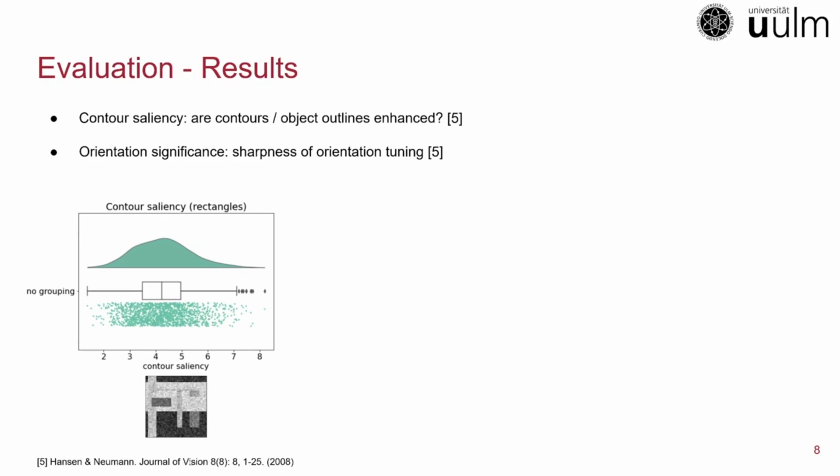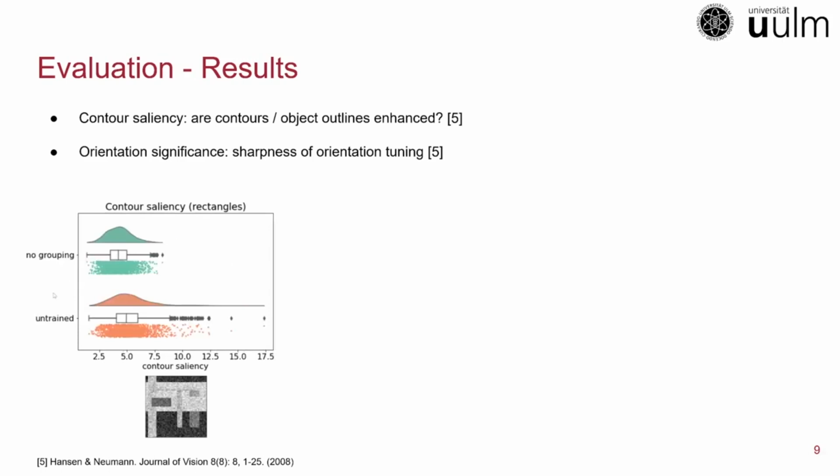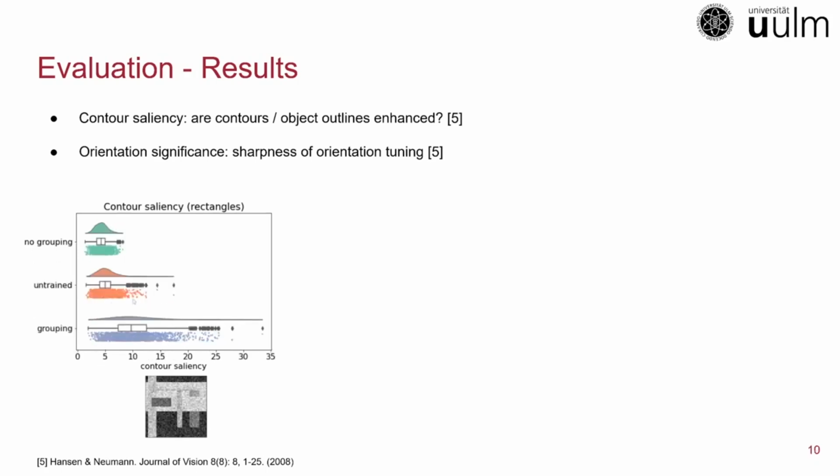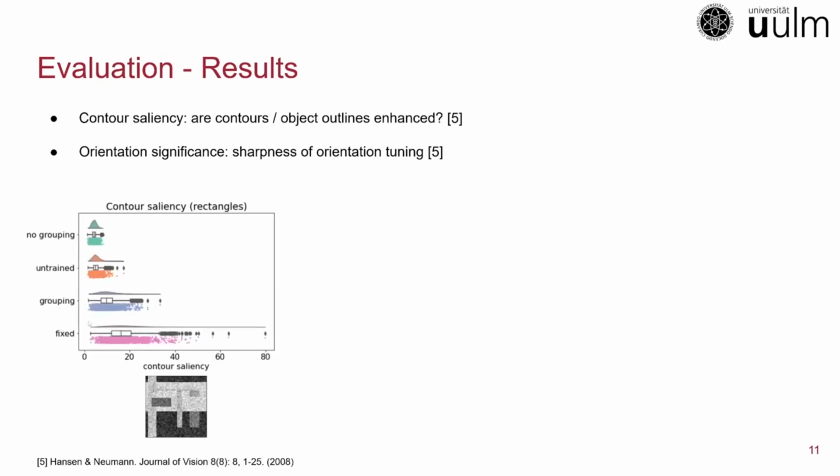So if we look first of all at the rectangle images, this is the distribution for the no grouping architecture. Each dot here corresponds to one image in the test data set. And here is then the untrained grouping architecture. As you can see, there is a tiny shift here, but not so much of an improvement. Now, if we use our learned grouping filters, the difference is a lot bigger, and so actually the saliency of these contours here is enhanced. However, the fixed pre-specified filters from previous modeling work perform even better on this data set.